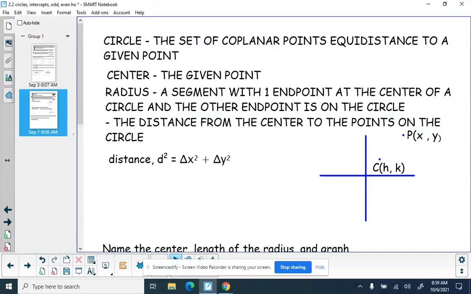Now what we get to refer back to is what we talked about yesterday. Yesterday we talked about two different topics. We talked about a midpoint and we talked about the distance between two distinct points. Our distance formula was d squared is equal to delta x squared plus delta y squared. Okay, it's what we talked about yesterday.